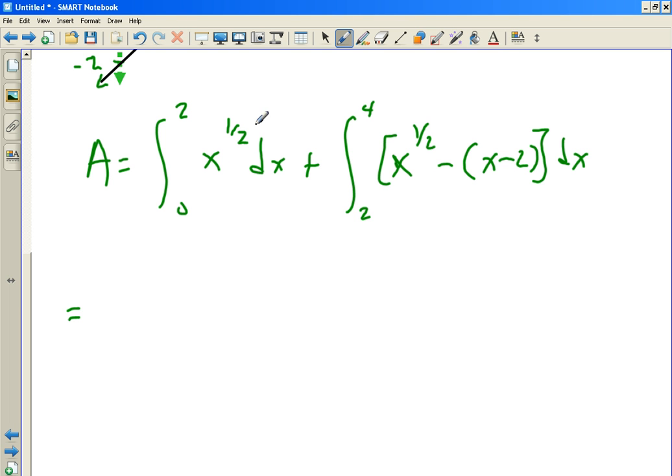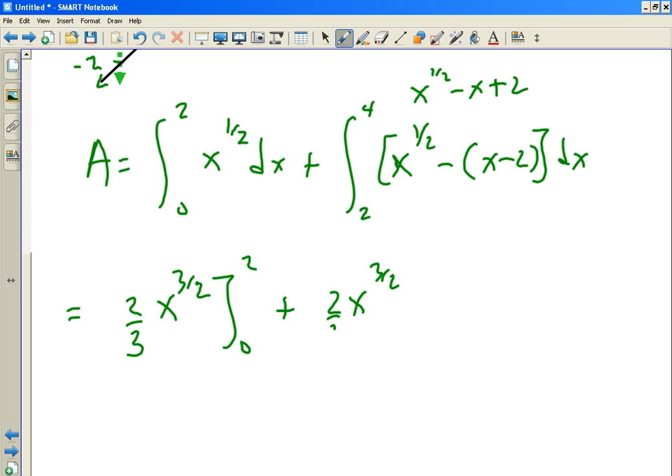What's the antiderivative of x to the 1/2? X to the 3/2 times 2/3. Good. Evaluated from 0 to 2. Okay, plus, well, the same thing here, yes? Now, technically, I guess maybe I should distribute the negative. Isn't this x to the 1/2 minus x plus 2, really? Okay, so let's integrate that. So it's going to be the x to the 3/2 times 2/3 again, minus x squared over 2 plus 2x. Good. All of that is being evaluated from 2 to 4.